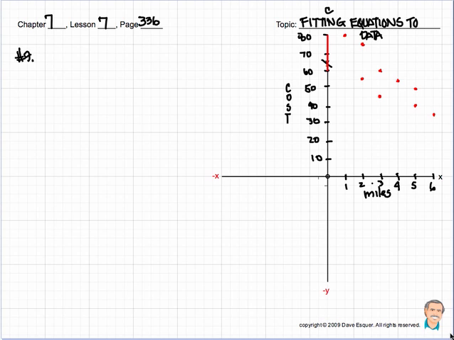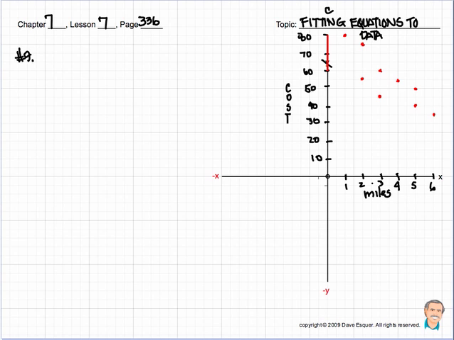The motel owner has data on miles and cost. So the further you are away from the city, the cheaper it is to rent a hotel, which sort of makes sense. So the data is in that table in problem number 9, and I went ahead and made a graph because that was the first thing we had to do.